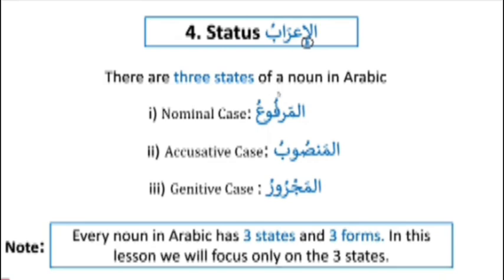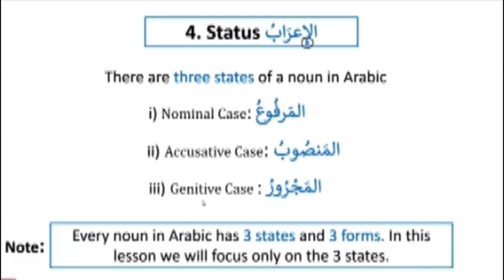There are three states of a noun in Arabic. So you remember the first two properties, they had a set of two, and these two properties, the third and the fourth, number and status, they have a set of three. So there are three states of a noun in Arabic. And the cases that we can see over here are al-marfu'u, which is the nominative case, al-mansubu, the accusative case, and then we have al-majruru, the genitive case.